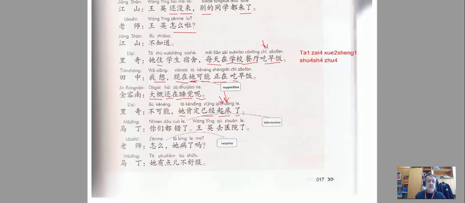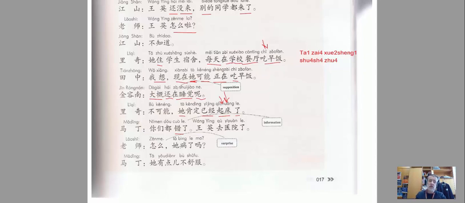Then Ma Ding chimes in. 你们都错了. 你们都错了. 王英去医院了. So this first part, 你们都错了. So we learned when we went through the vocab that 错 means to be incorrect. So effectively this means you're all wrong. The 了 on the end here, in a way, I guess, is more about a change of state. It's not so much about a process of being wrong. More about a change of state, because up until that point, they haven't been wrong. Well, anyhow, it's just saying at this point now, I'm telling you now, you are all wrong. So in that sense, there is a change of state.